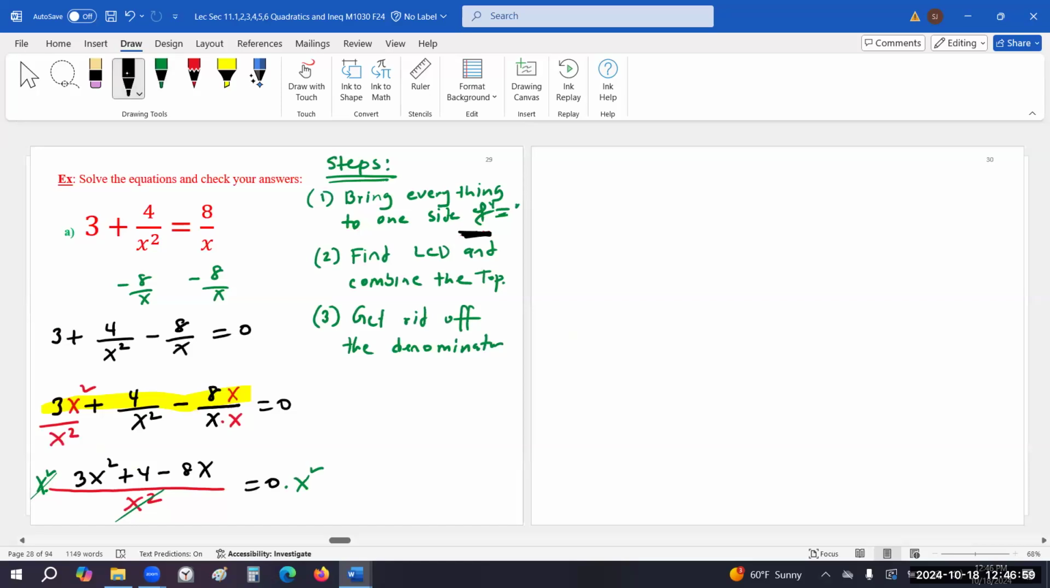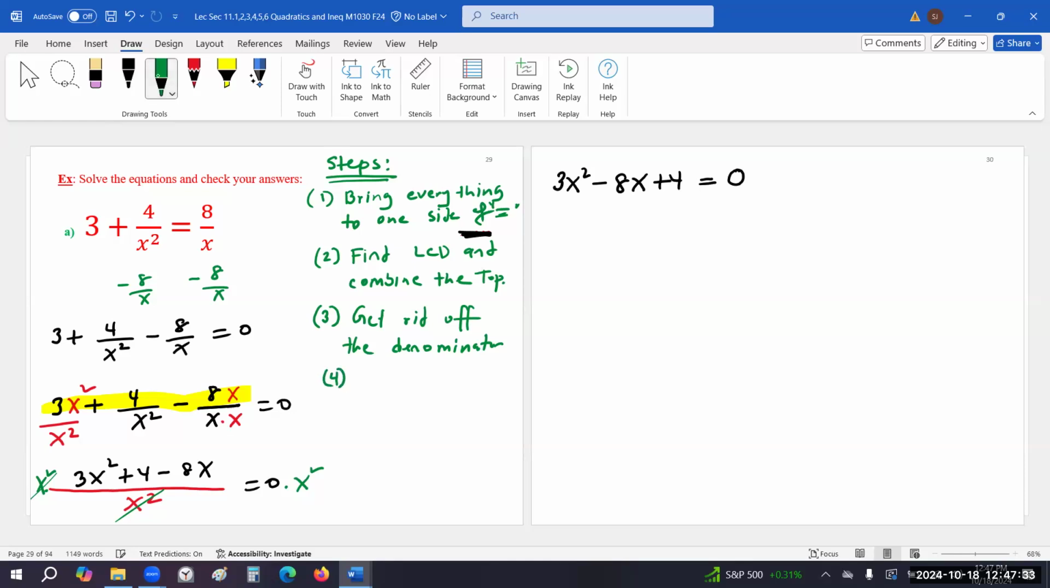So we are left with 3x squared. And let me rewrite that. It's not in order, right? The constant 4 is first, and then our x term. So let's reorder them: 3x squared minus 8x plus 4. What is 0 times x squared? 0. 0 times anything is 0. So we got rid of the denominator, and we have only the numerator equal to 0.